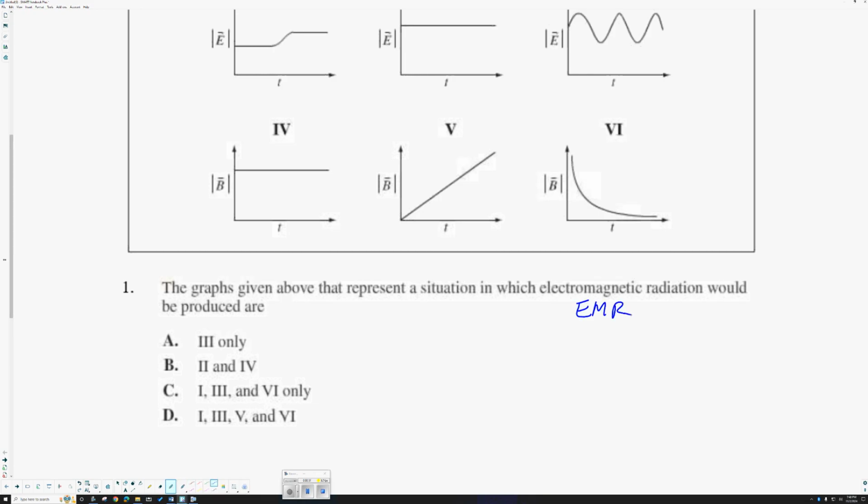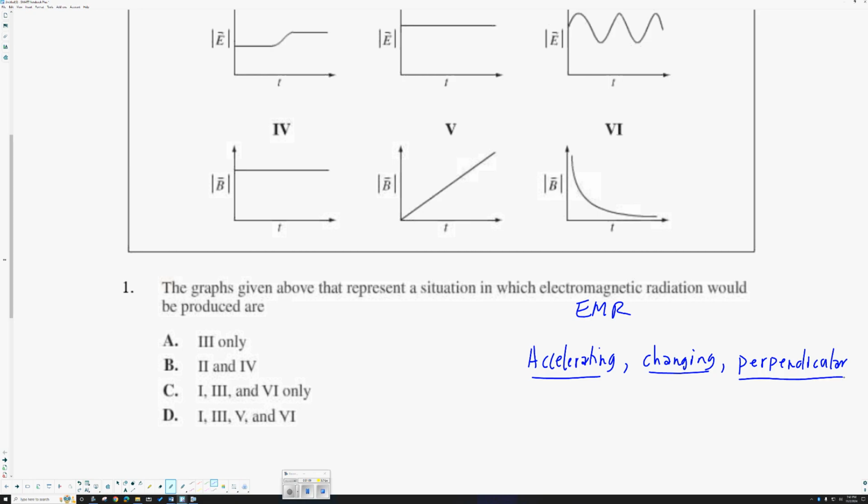would be produced. If you remember, we talked about 3 key words in the intro to electromagnetic radiation that we did earlier today. We said accelerating charged particles. That's the first key word. Accelerating charged particles generate changing electric and changing magnetic fields that are perpendicular to each other and perpendicular to the direction of propagation of the wave. So 3 words, helps you to answer just about any question here.